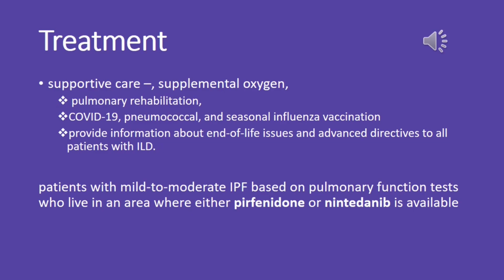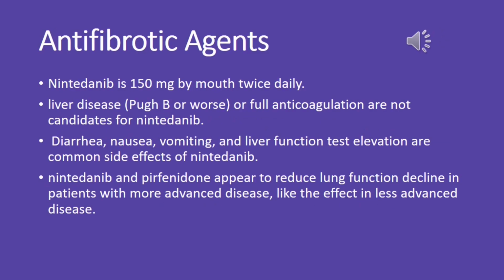Both pirfenidone and nintedanib have been shown to slow disease progression and improve lung function in patients with IPF. Nintedanib, an antifibrotic agent, is typically prescribed at a dosage of 150 mg taken orally twice daily. However, it's important to note that patients with liver disease, specifically those classified as Child-Pugh B or worse, or those requiring full anticoagulation, are not suitable candidates for nintedanib therapy due to potential risks.